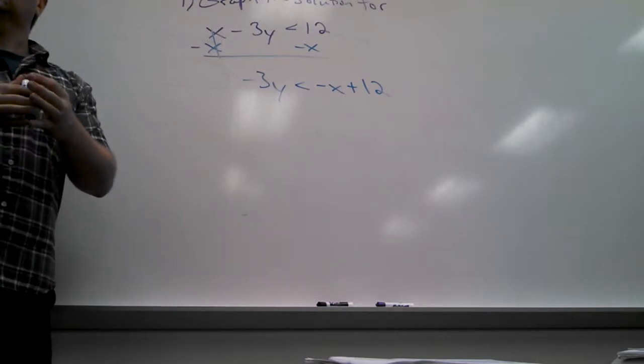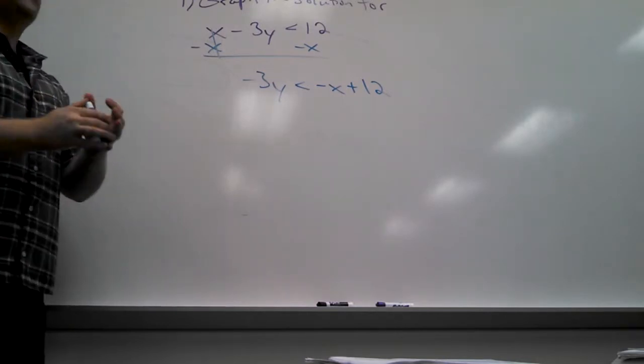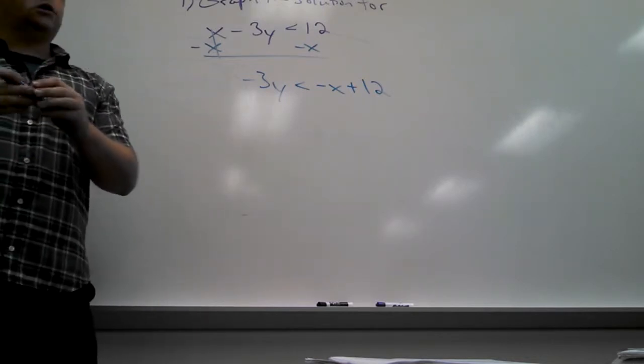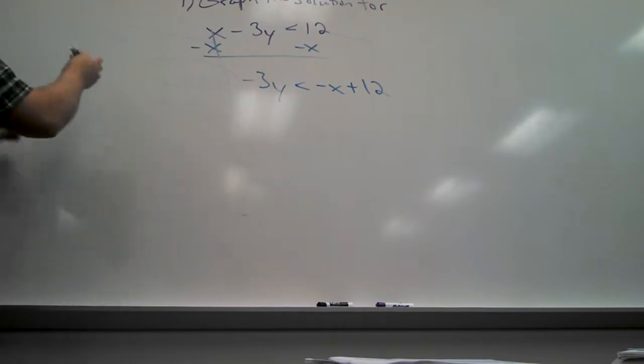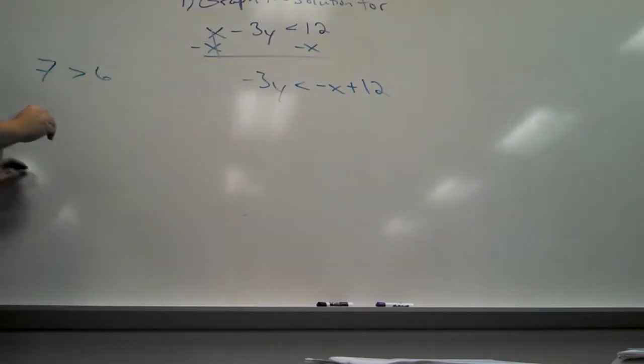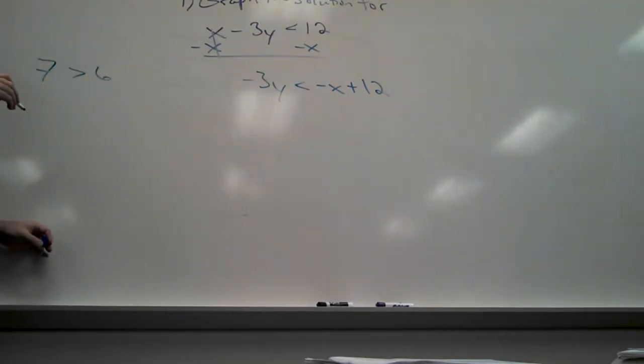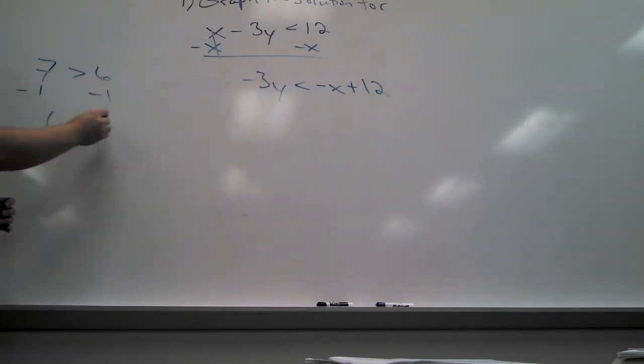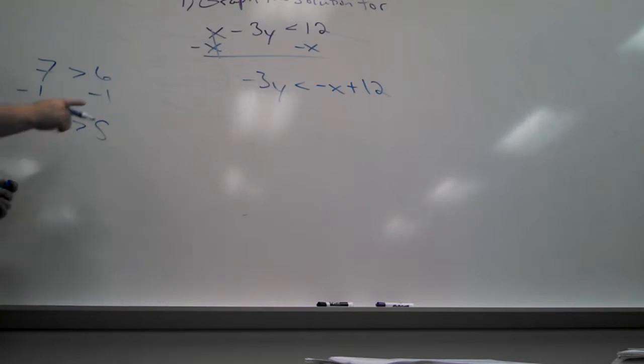And then it doesn't sign flip, because you have to divide by a negative. I didn't divide by a negative or multiply by a negative, right? I just subtracted. So again, if 7 is bigger than 6, is that true? Yes. If I subtract 1 from both sides, do I have to flip the sign? No, it's still true. It's only if I divide or multiply by a negative that I have to switch the sign.